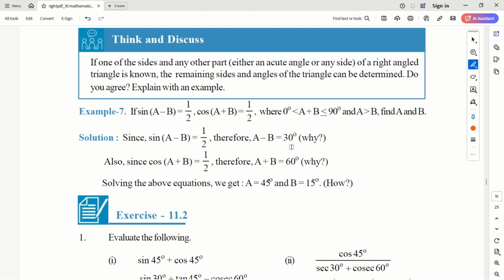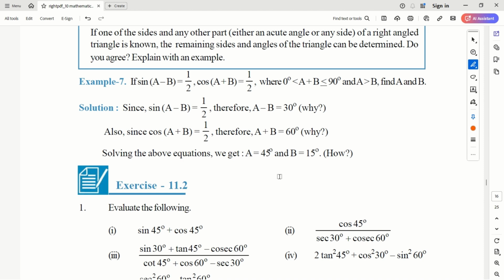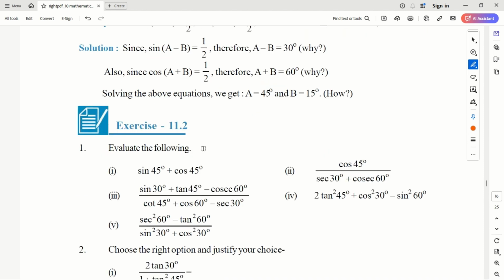Now these two are equations. If you sum them up, you will get 2A equal to 90, or A equal to 45 degrees, and B is equal to 15 degrees. This is how we solve the problem. Okay, let's do the exercise part.